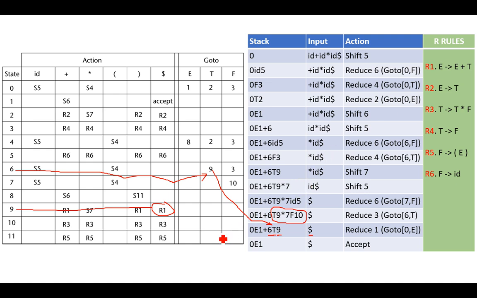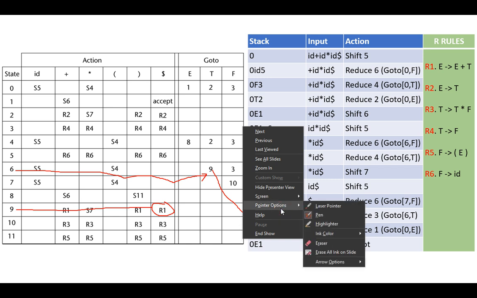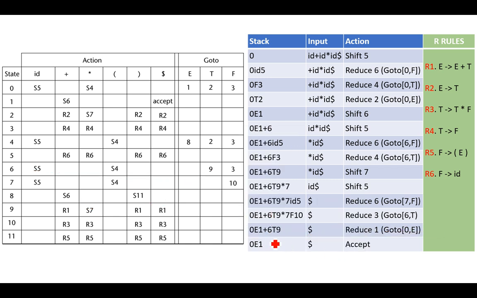So we investigate again. Let's clear our markers. E plus T was produced by E. So we remove all of these guys and we replace them with E. We remove everybody here and replace them with E. So we have E here.